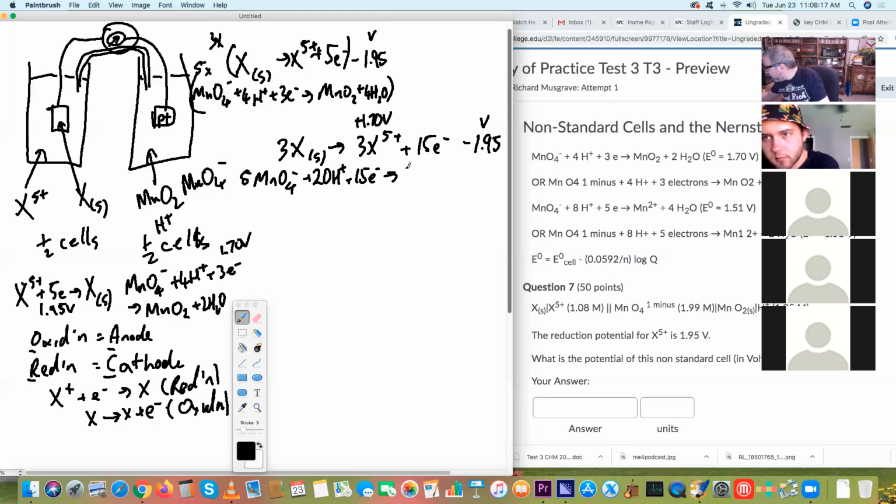But you'll notice here now that the electrons are the same, which means we're giving away the same number of electrons as the other one's accepting. And again, the voltage won't change here either. No, that should be, sorry, 20 H2O.